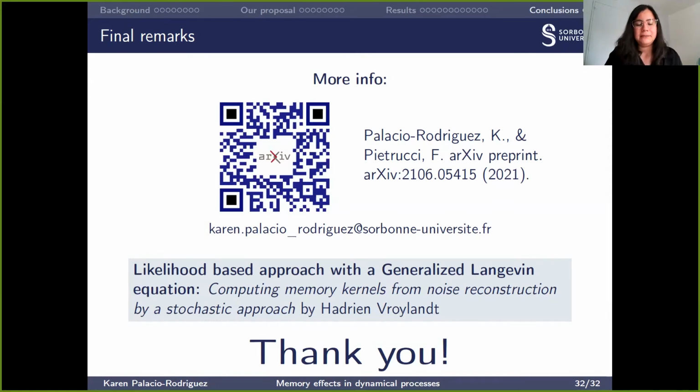And now, because this is a research line that is very interesting for us in our research group, you will see later today a talk by one of the postdocs of the group, Adrien Roland. He will talk about an approach in which he used, again, likelihood optimization, but now in a generalized Langevin equation to compute memory kernels. So it's very interesting. Stay tuned, and thank you for listening to me today, and questions are welcome.